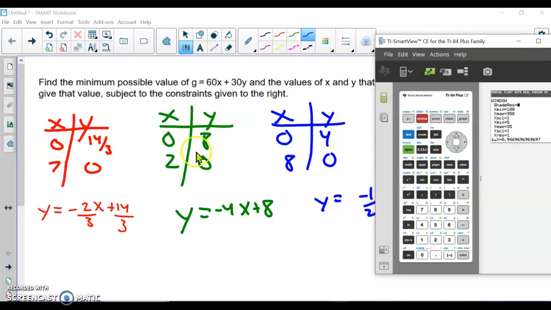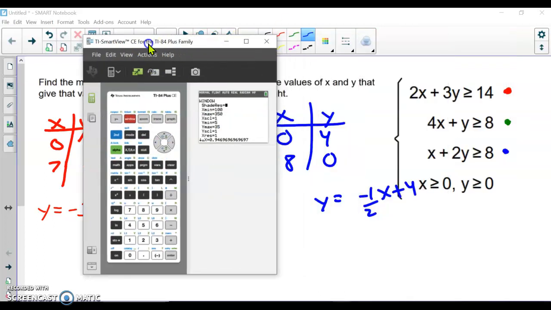Well, let's set the window real quick. Now these y-intercepts give us a good idea what the window should be. So we notice we're not really going outside of the value 8, right? 14 thirds is something a little less than 5. So the biggest y value I'm seeing is 8. The biggest x value is 8. So a standard viewing window would be fine.